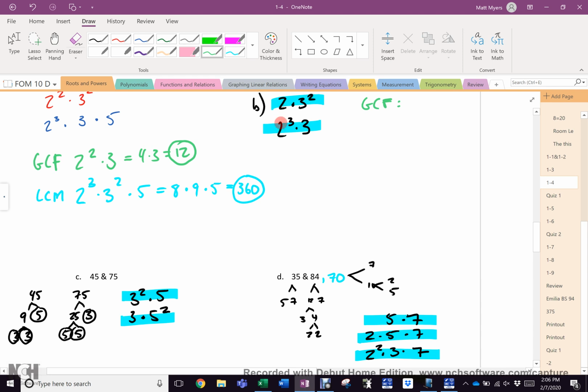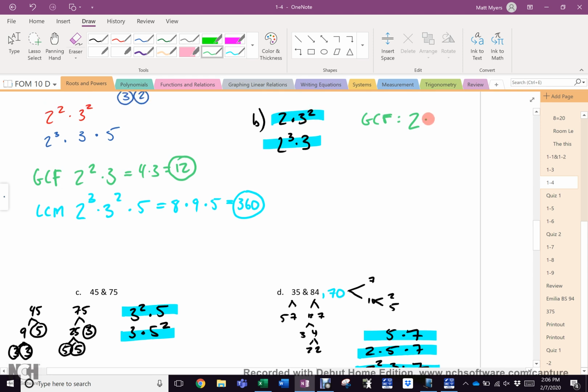Is 2 in both of them? Yes. What's the smallest exponent visible? 1. So 2 to the 1. Is 3 in both of them? What's the smallest exponent visible? 1. So it's 3 to the 1. What is 2 times 3? 6. And that makes sense. Does 6 multiply into 18? Yes, 3 times. Does it multiply into 24? Yes, 4 times. Good.